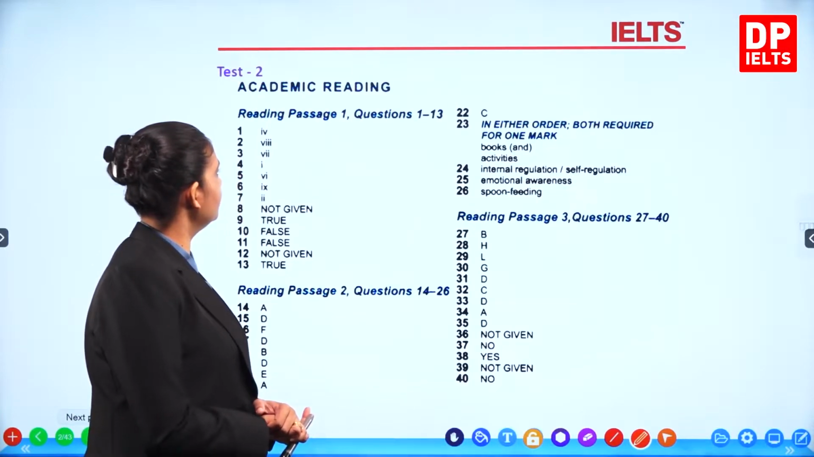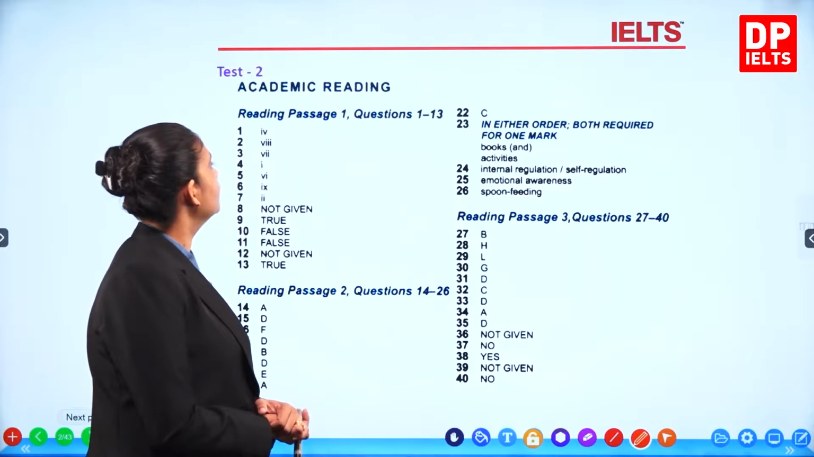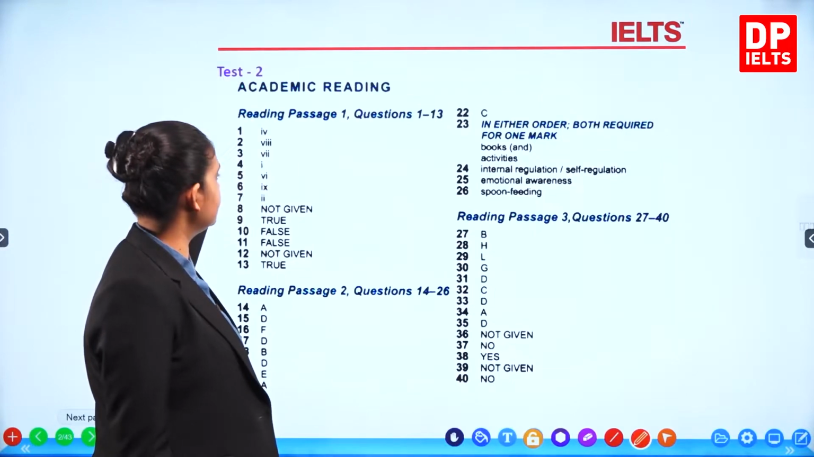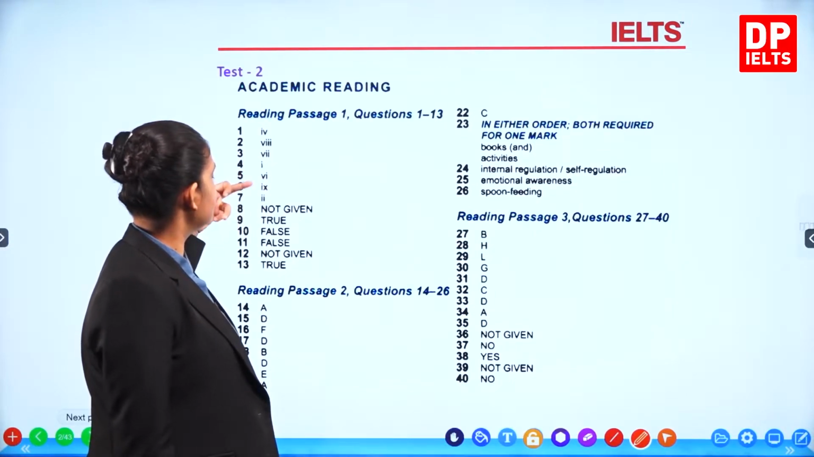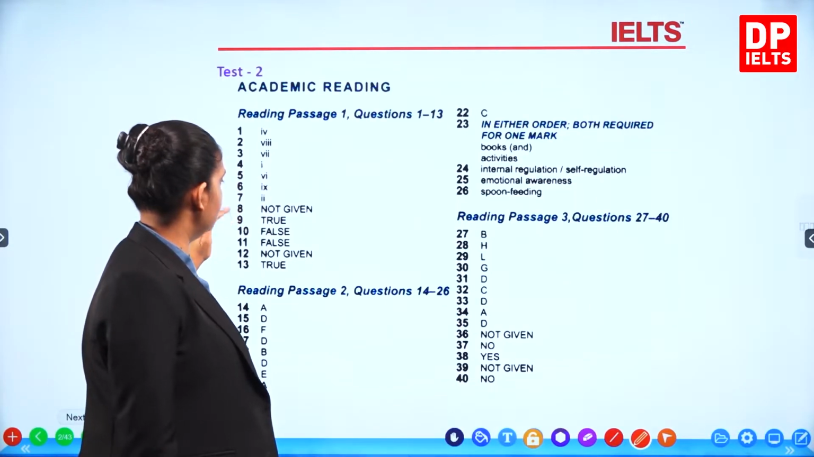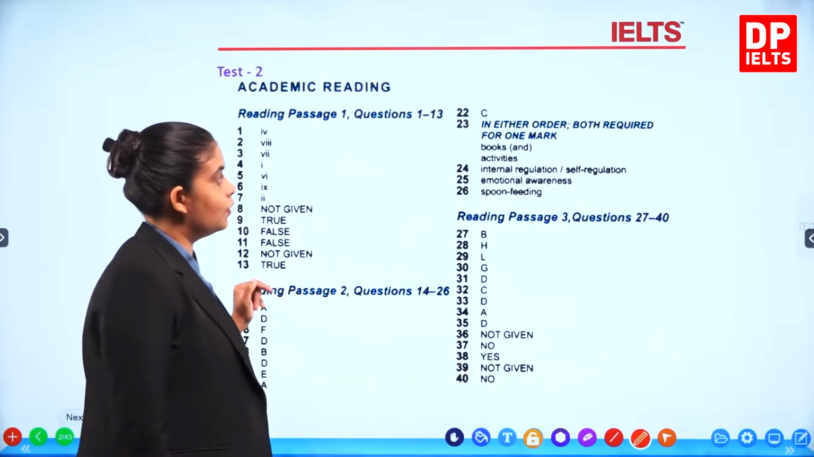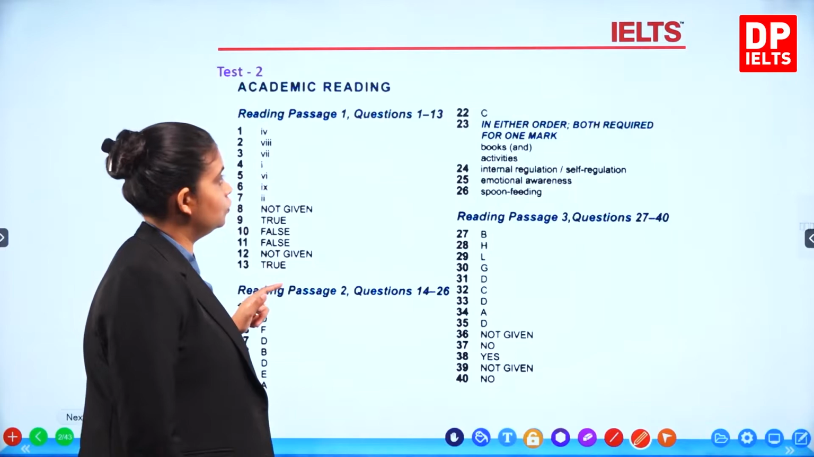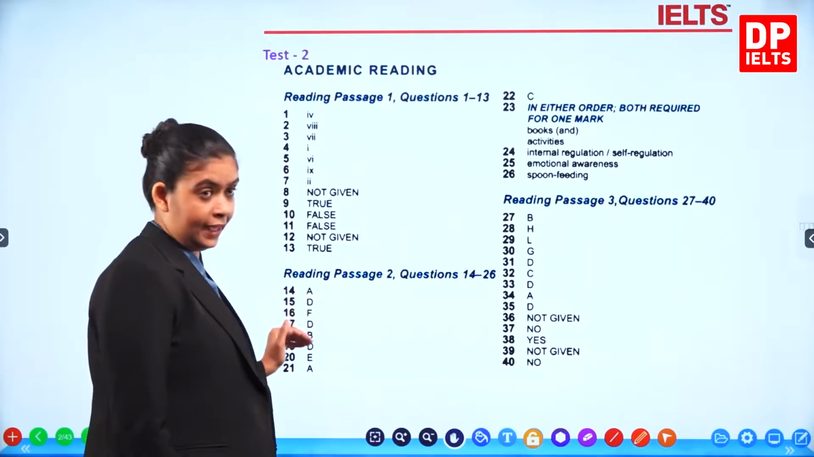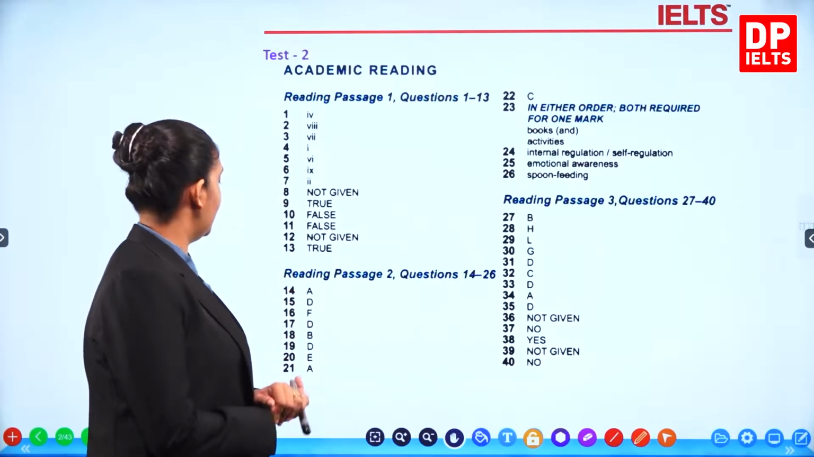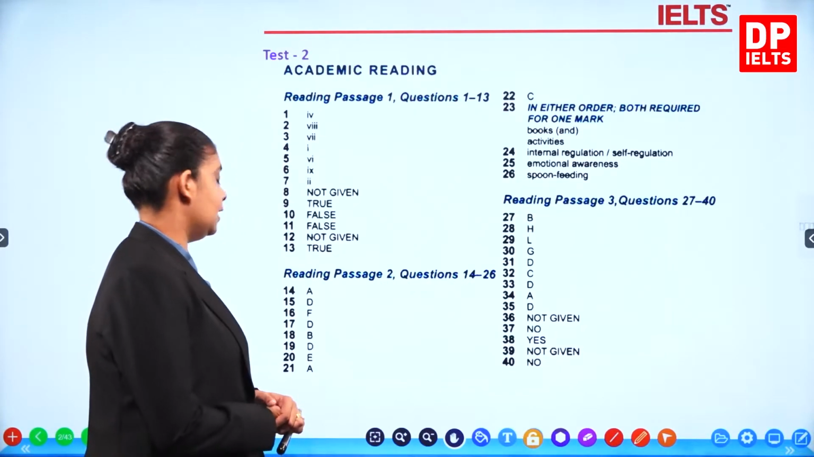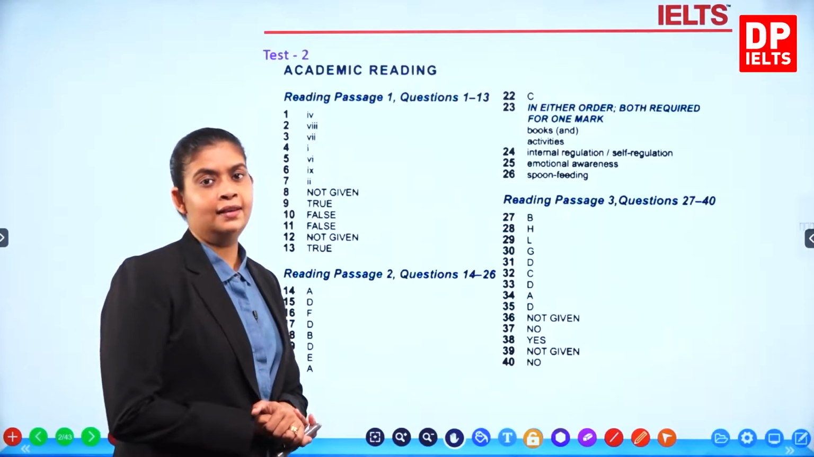So, test 2, academic paper, reading passage 1: 4, 8, 7, 1, 6, 9, and then 2. Not given, true, false, false, not given, true. And then question number 14, A, next one, D, F, D, B, D, E, A.